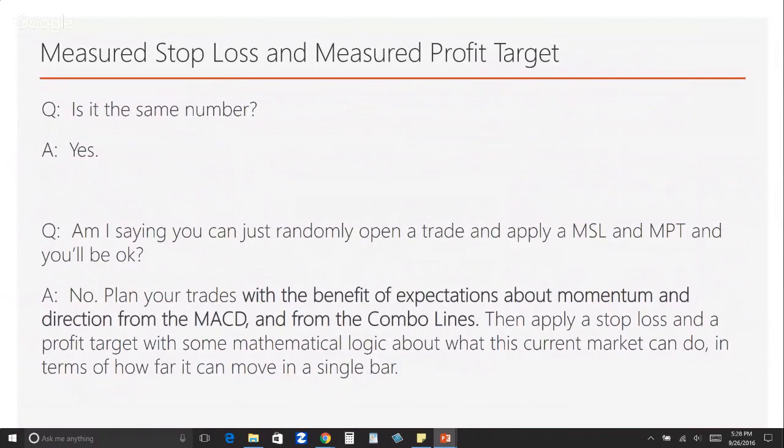All right, so the measured stop loss and the measured profit target. One question that's come in a lot is, is it the same number? And the answer is, in the same moment, yes. It's the same exact number. Because when you're trying to find what comes easy in terms of profit, you're looking for an average distance that this market can easily cover. And when you're looking to protect yourself with a stop loss that you hope does not get hit, you want to use that same number to make sure that you know how far the market can move around without meaning anything.